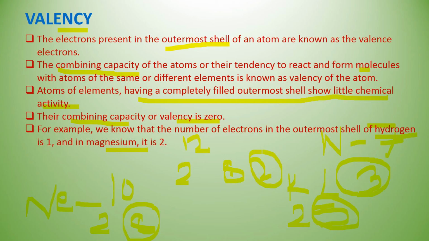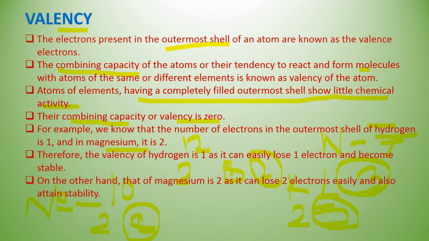Now remember, why 2? Because giving 2 electrons and becoming stable is much easier than taking 6 electrons to become octet. So it is easy to give 2 electrons, that is why. Now therefore the valency of hydrogen is 1 and it can easily lose 1 electron and become stable. On the other hand, magnesium is 2 and it can lose 2 electrons easily and also attain stability. Hope you understood the valency.